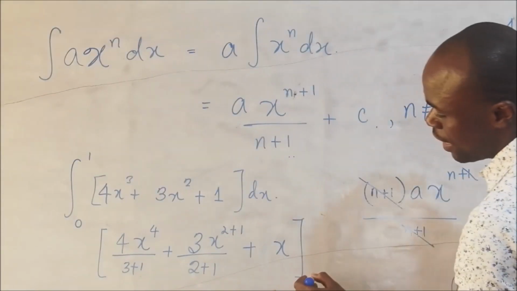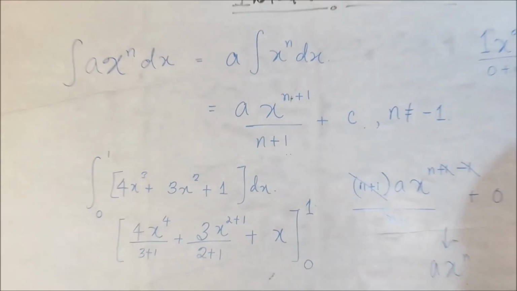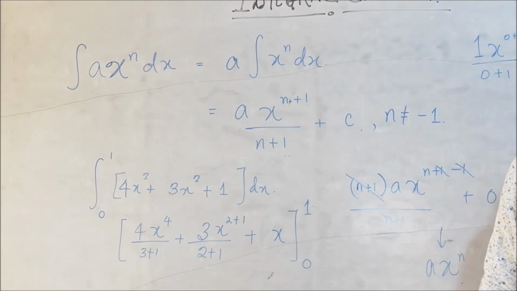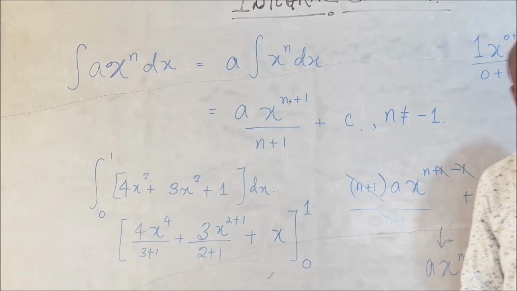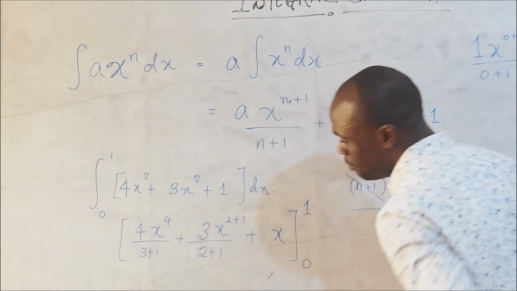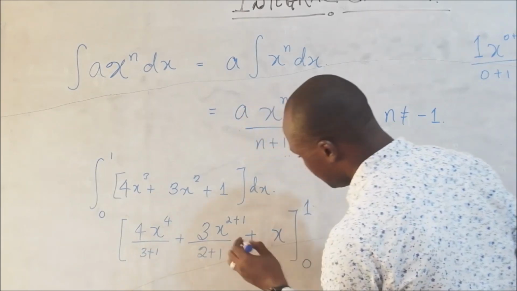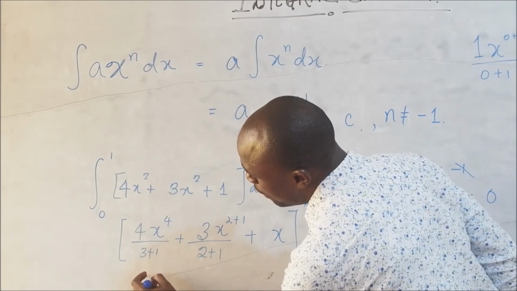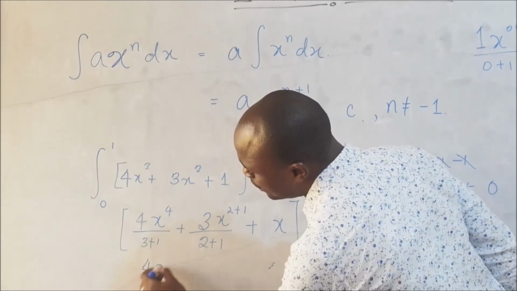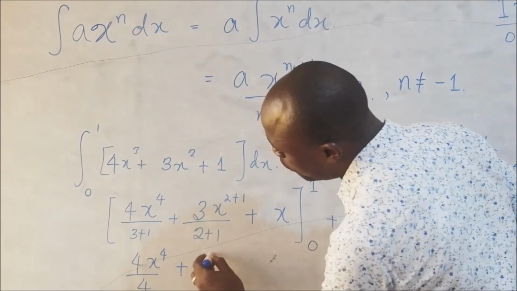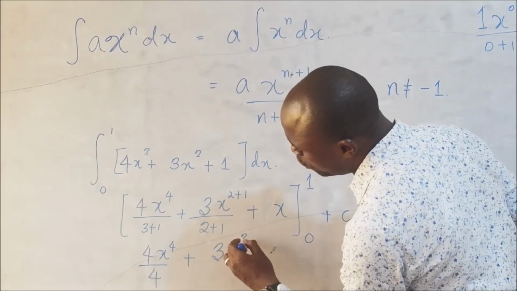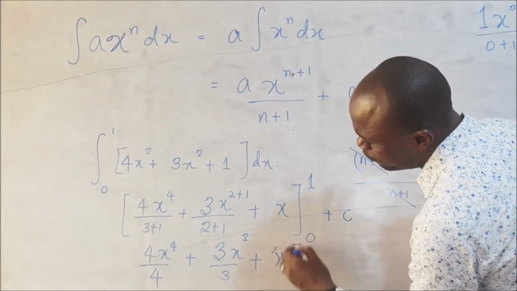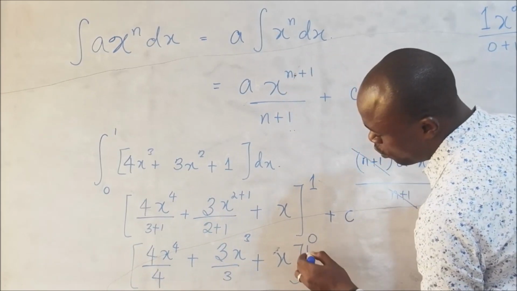So we put this bracket here, and we'll take this from 0 to 1. In a definite integral, we don't need to put plus c. It's not really necessary, but if we want to put it there, it's no problem. It's okay. Okay, let's just put plus c. So this is going to give us 4x to the power of 4 divided by 4, plus 3x cubed divided by 3, plus x, from 0 to 1.